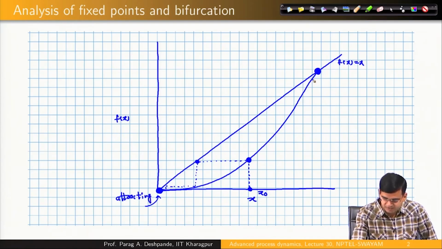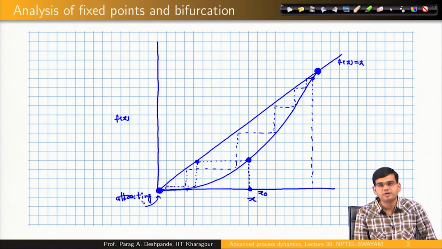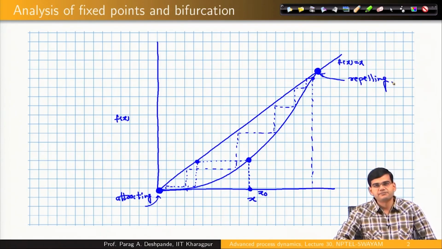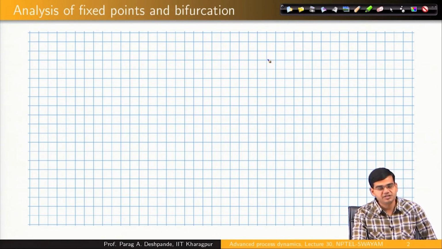Even if I start from here, which is very close to the other fixed point, if I follow the same method of drawing triangles, I go like this and ultimately reach the other point. So, therefore, this is the repelling fixed point. This was our working algorithm. Let us see if this algorithm works for the logistic equation as well.